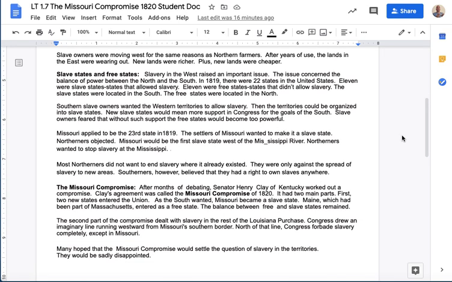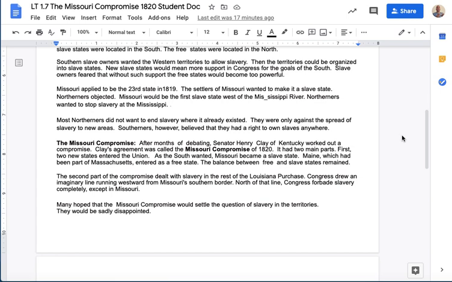Southern slave owners wanted the Western territories to allow slavery. Then the territories could be organized into slave states. New slave states would mean more support in Congress for the goals of the South. Slave owners feared that without such support, the free states would become too powerful.